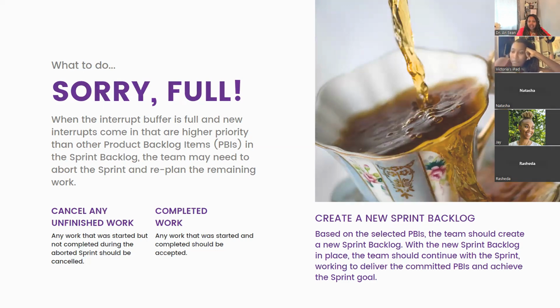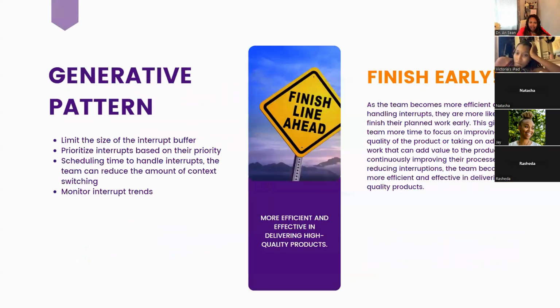Okay, so that means creating a new sprint backlog based on the selected PBIs. The team should be able to create a new sprint backlog now with the highest priority items in it, and still have that buffer in case something new happens to pop up. Because at the end of every iteration, our goal is to achieve our sprint goal. Every iteration, sprint over sprint, we want to make sure that we are hitting our commitments and achieving our sprint goal. Because in doing so, we create what's called a generative pattern.